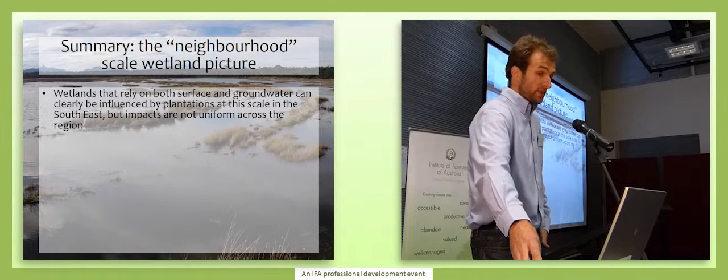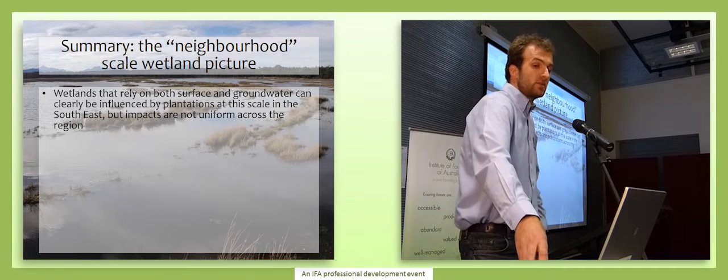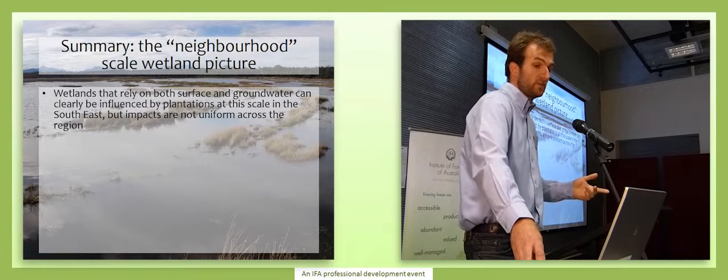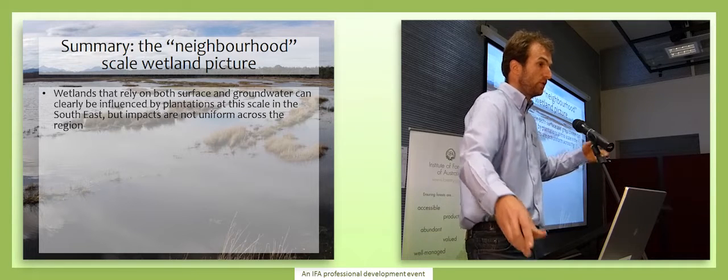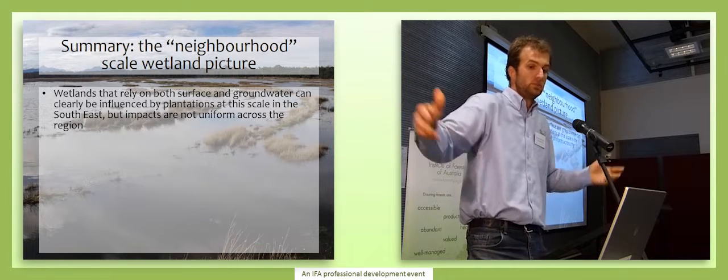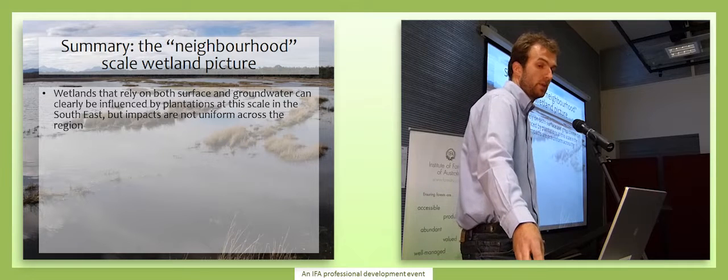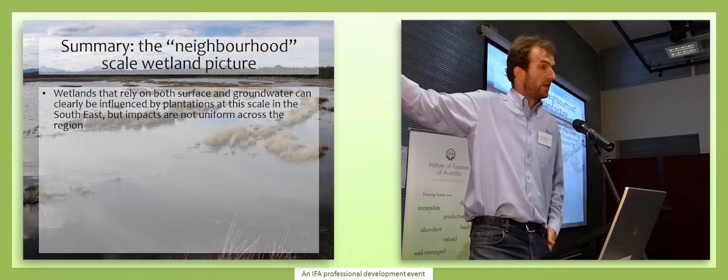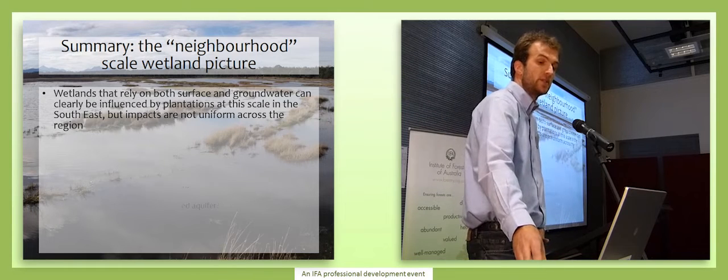So, summing up this scale, wetlands that rely on both surface water and groundwater can be influenced by plantations at this scale. The catch is these impacts aren't uniform, and there are places that I could show you where wetlands are still interacting with the water table in a plantation context. Think the Mount Burr Range, the marshes, that area, for instance.